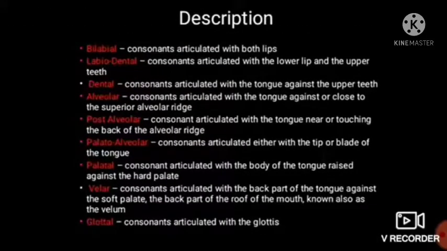When we study in detail the description of classification of consonants also. Number 1, bilabial. Bilabial consonants are articulated with both lips. Bilabial, for example, p is voiceless bilabial plosive and b is voiced bilabial plosive also. m is voiced bilabial nasal and w is voiced bilabial semi-vowel.